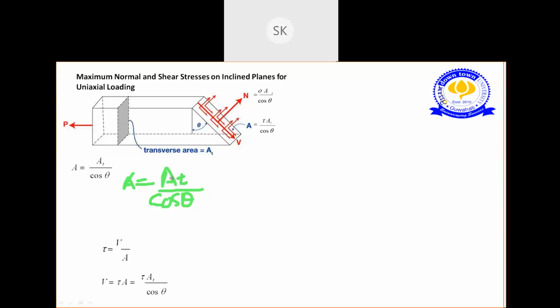We got A is equal to AT by cos theta. Then we have sigma from the earlier class. Normal stress is N by A. So we can put the value of A from this formula, AT by cos theta. We did the cross multiplication and we got N is equal to sigma AT by cos theta. Is this part clear? Please respond. Hello? Yes, ma'am. Okay.